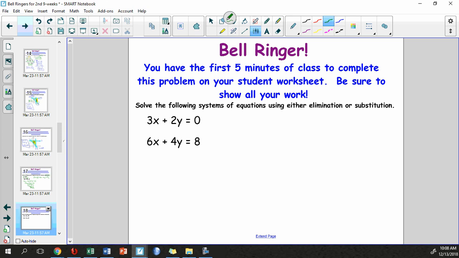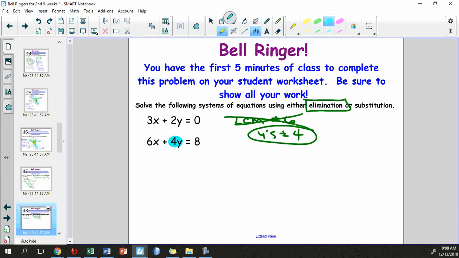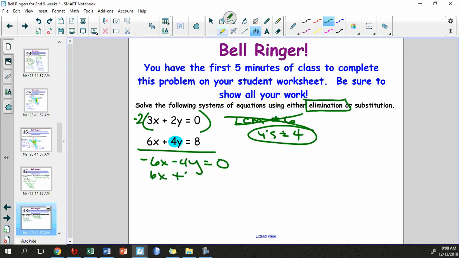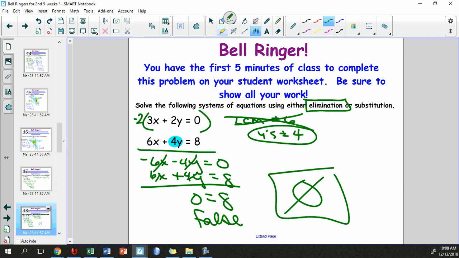Okay, the next one, I'm going to use elimination again, and that is going to be plus or minus 6 for my x's, and for my y's it's going to be plus or minus 4. So I'm going to choose the smaller one and choose this. So I already have a positive 4, so I need to change my top one to a negative 4, so I'm going to multiply by negative 2. So that's negative 6x minus 4y is equal to 0. 6x plus 4y is equal to 8. Those all cancel out, and I have 0 is equal to 8. That is a false statement, so there is no point of intersection.